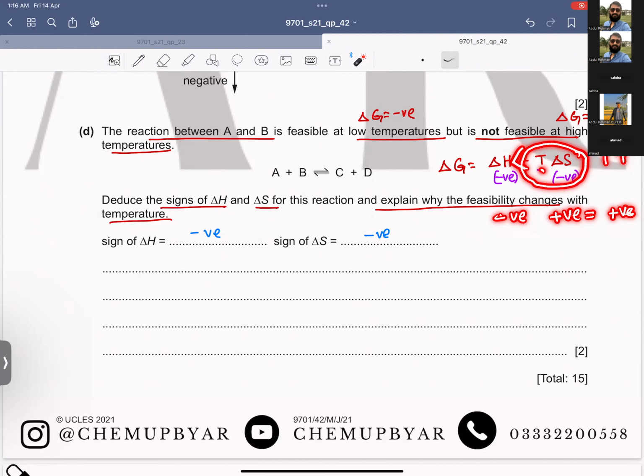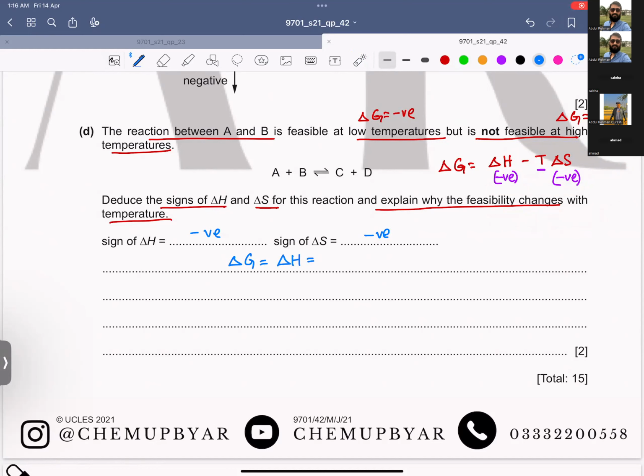So that is justifiable, that if both the entropy change and enthalpy change are negative, then at higher temperature the reaction is not feasible, and at lower temperature the reaction is feasible. So how could you explain this? You just write the expression, which would be helpful while making the reference or while stating the explanation.